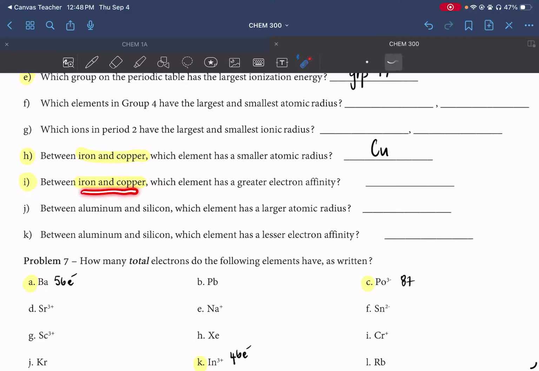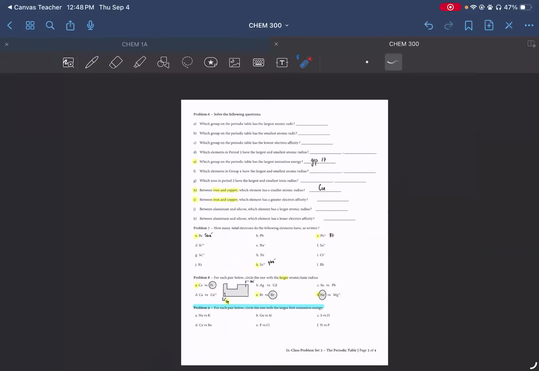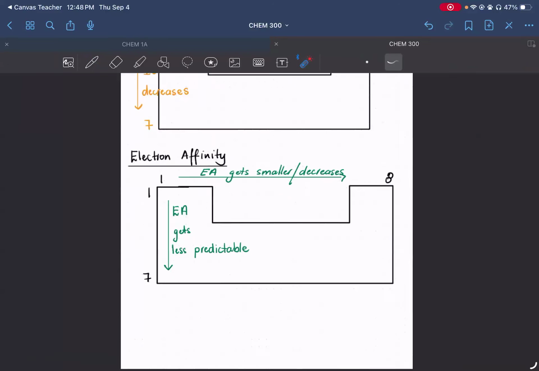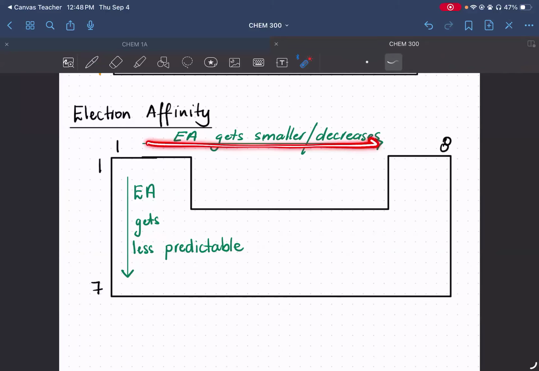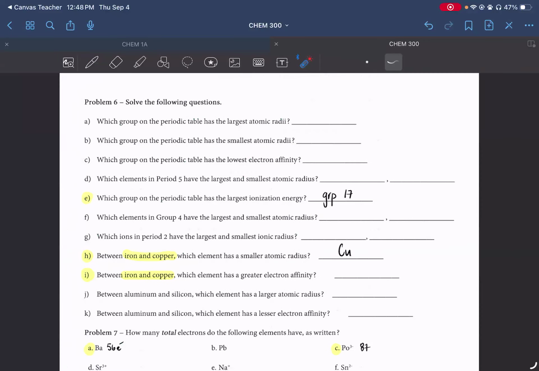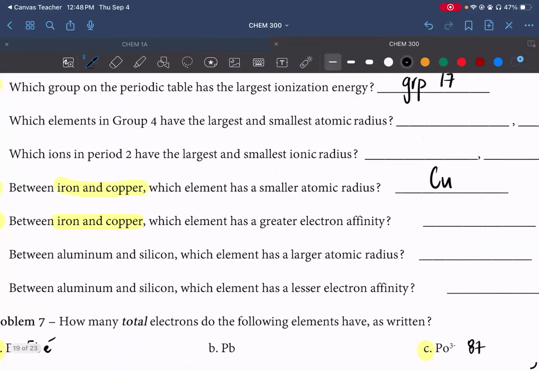Next up, it says between iron and copper, which has a greater electron affinity? Always a good idea just to check the diagram. It says that across a period from left to right, it gets smaller or decreases. So the greater one would be on the left, aka iron, Fe.